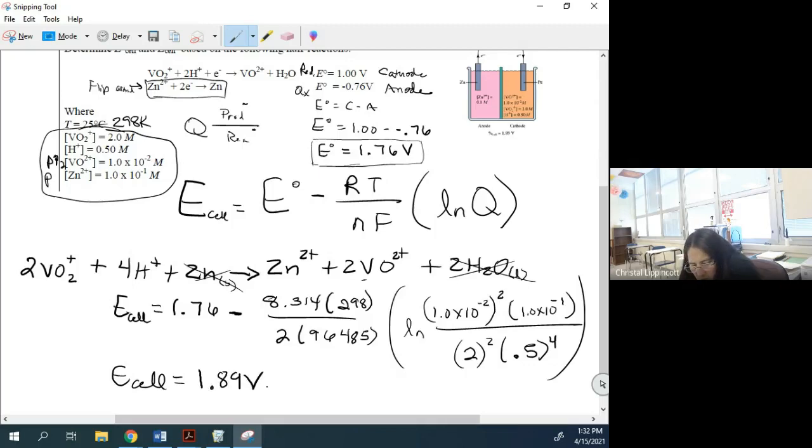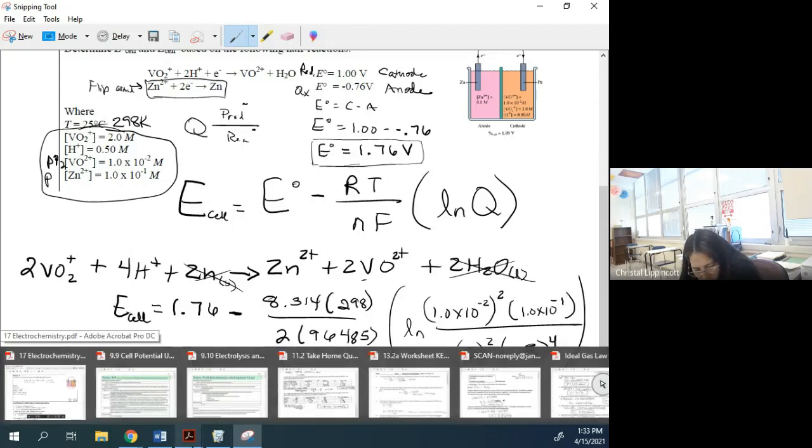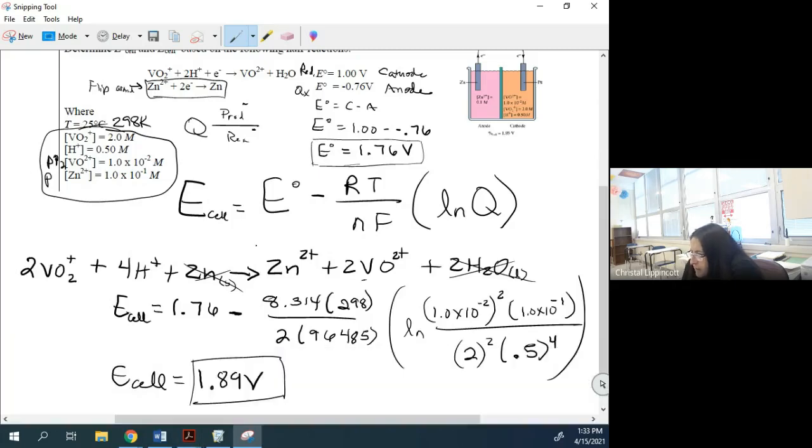And see if you can get your calculator to be friendly to you and give you the 1.89 volts that it should. Wasn't that fun? That was so much kinds of fun. Yeah, my calculator doesn't like it.